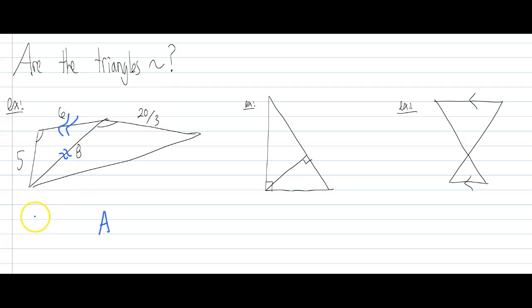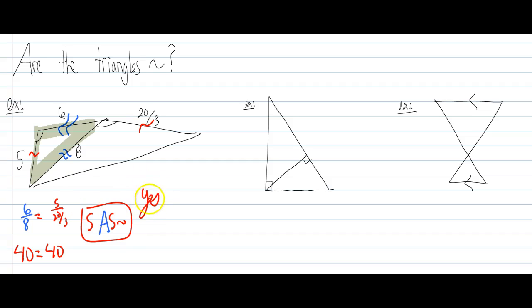So when we're setting up these proportions, for the triangle on the left, we're going to compare the 6 with the 8. And then for the smaller lengths in this potential side angle side, 5 is going to be compared with the 20/3. So when we cross multiply, 8 times 5 is 40. 6 times 20/3 is also equal to 40. So yes, those proportions are equal. So by side angle side similarity, yes, those triangles are similar to each other.